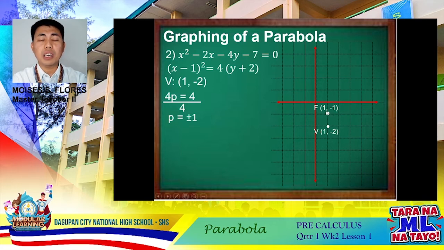From here, we consider the length of your LR, or latus rectum, and that is 4 units. So meaning 2 units to the right and 2 units to the left. The ends of your LR are (3, -1) and, on the other side, (-1, -1). So we are now ready to connect. Again, with respect to the length of your latus rectum, your 4p is 4.